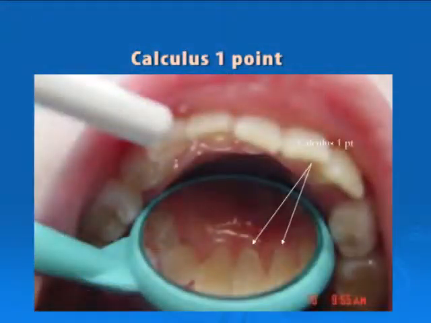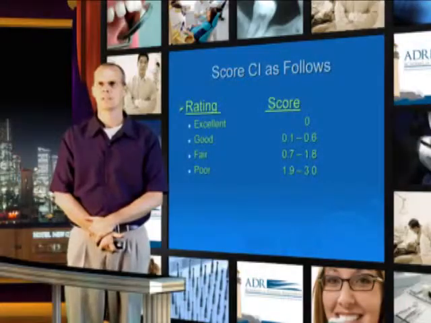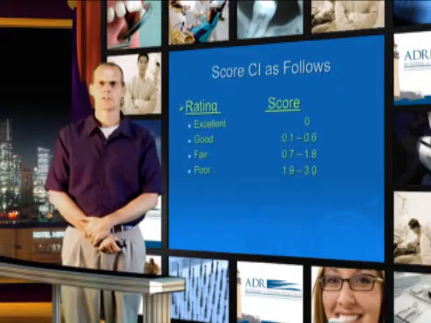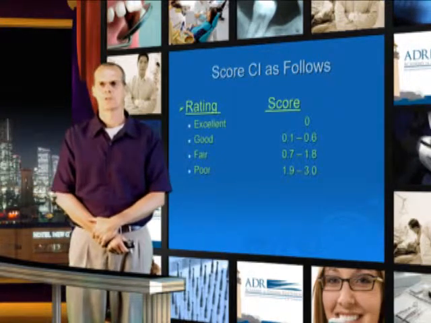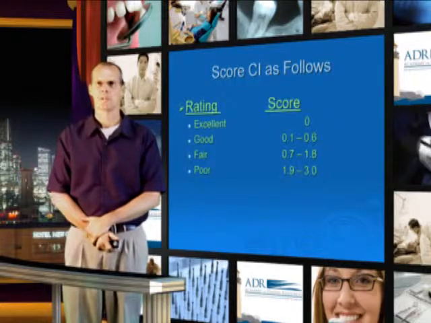Here's a slide depicting calculus, and this would be a calculus of 1. You can see right there at the gingival margin, the lower anterior lingual surfaces, a slight white line, which is indicative of your calculus. Score the calculus as follows: excellent, good, fair, or poor. There's your scores on the right, and again, you can use the paper calculator provided in the manual.